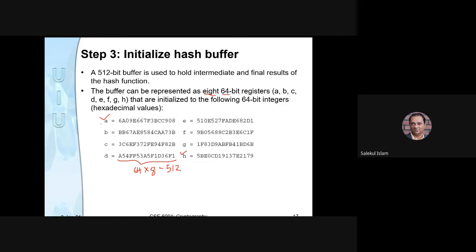Okay, so if I think that from A to H I have 8 registers, and the length of all the registers is 64 bits, they will always be used repeatedly. If we move to step 4, then it will be clear what I am saying. These are the initial values. This is the starting value of A, and similarly this is the starting value of H.